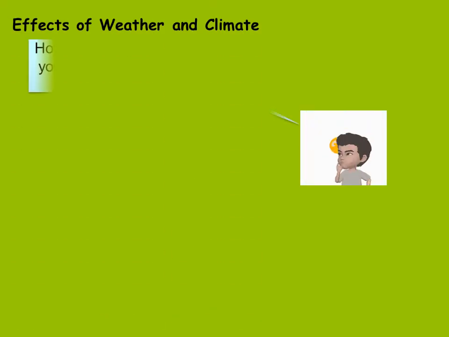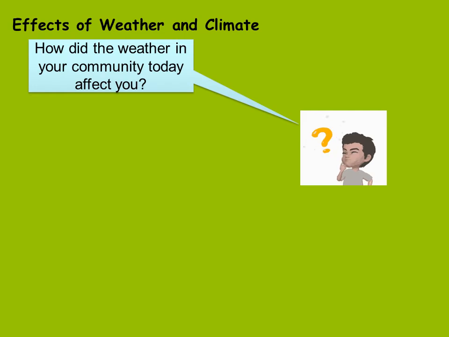Effects of weather and climate. How did the weather in your community today affect you? For example, grade 4, after you wake up in the morning, what is one of the first decisions that you make? For example, you're going somewhere. Yes, you have to decide which outfit or clothes you're going to wear, isn't it? So you're going to think, am I going to wear sandals or shoes? Am I going to wear my sweater and scarf? Do I need sunglasses? The answers to all these questions will depend on one thing, the weather. So let's find out more.